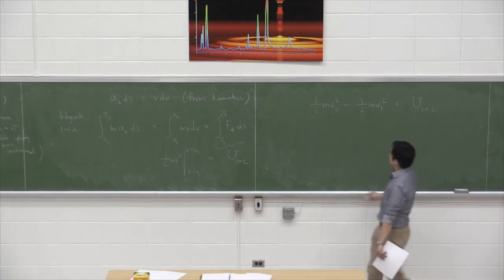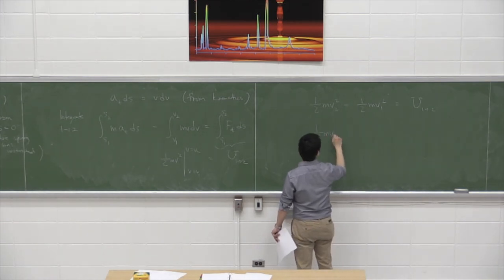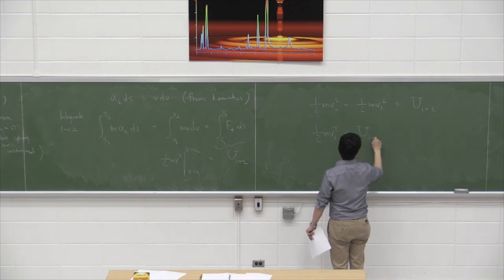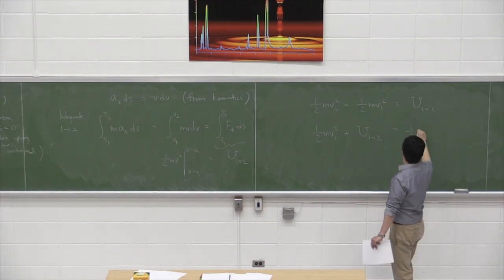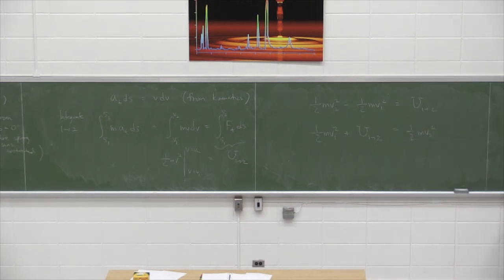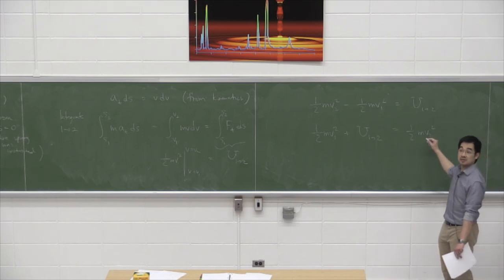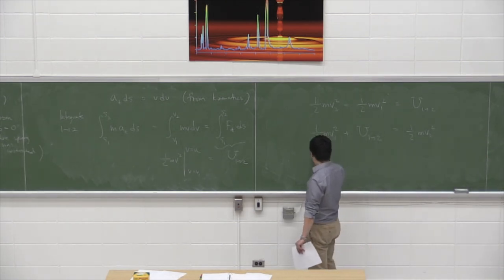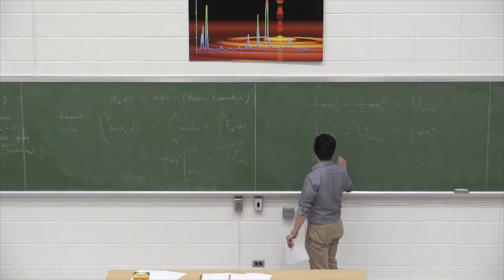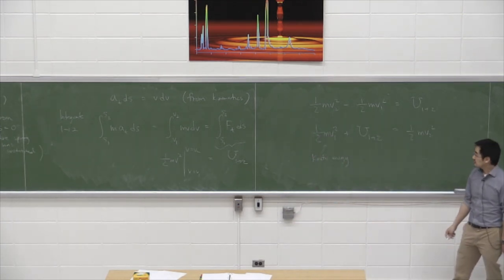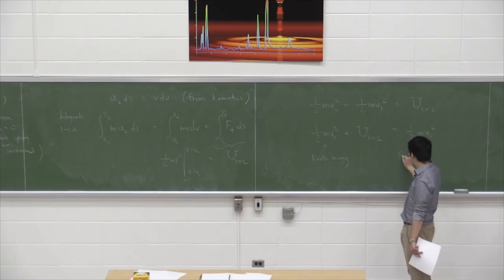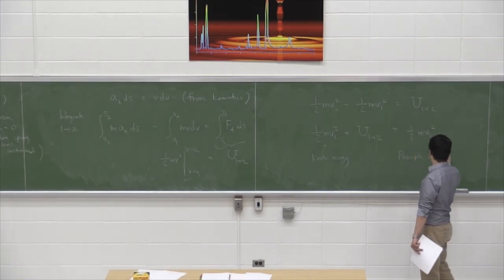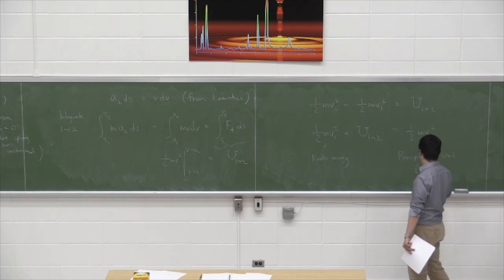And now I can rearrange it. Everything starts from the initial velocity. I move this over to this side, add it to the work done, and it's equal to the final 1/2 mv squared. Does anyone recognize what this is? It's kinetic energy, right? So this is the kinetic energy of the object. And this equation here is your chapter 14.2. This is the principle of work and energy.